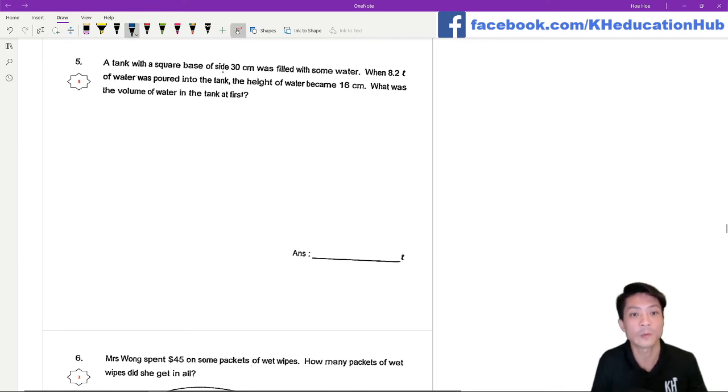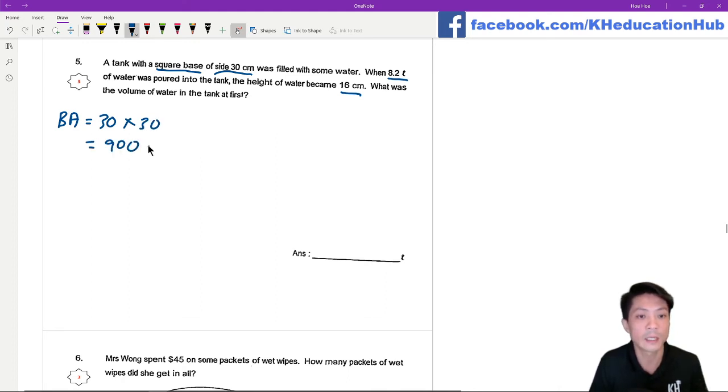A tank with a square base of side 30 cm was filled with some water. When 8.2 liters of water was poured into the tank, height of the water became 16 cm. So what's the volume of water in the tank at first? Okay, so we know that it's a square base. So the first thing is we want to find the base area. Base area is equals to 30 times 30, which will give me 900 square cm.